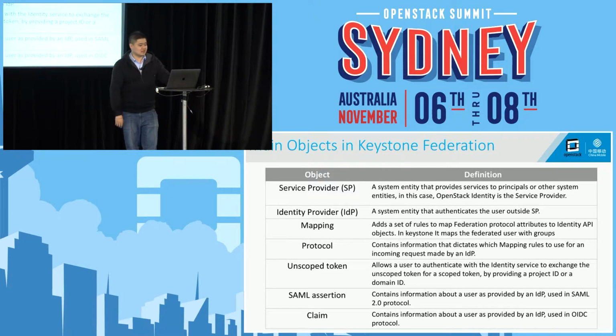Mapping adds a set of rules to map federation protocol attributes to identity API objects. In Keystone, it maps the federated user to groups. Protocol contains information that dictates which mapping rules to use for an incoming request made by an IDP. Unscoped token, assertion and claim are used for different protocols. If a user has been authenticated by an IDP, then the mapping related to the protocol will work.